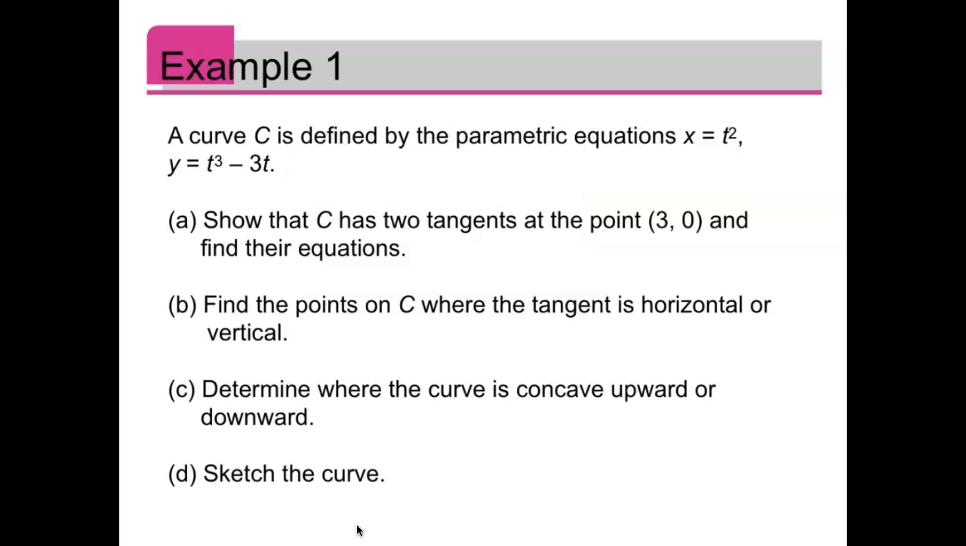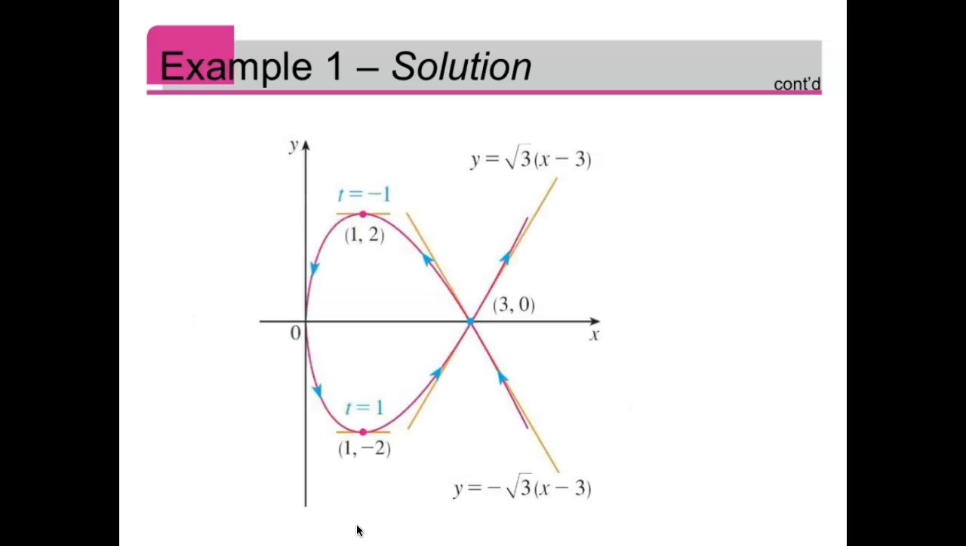We did do an example with that. Sketched out a parametric curve, looked like that, and we analyzed a bunch of points of it. Found its horizontal tangents, found its vertical tangent at 0, found that it has two different tangents at one point, at the point (3, 0), and found the equations of those tangent lines.